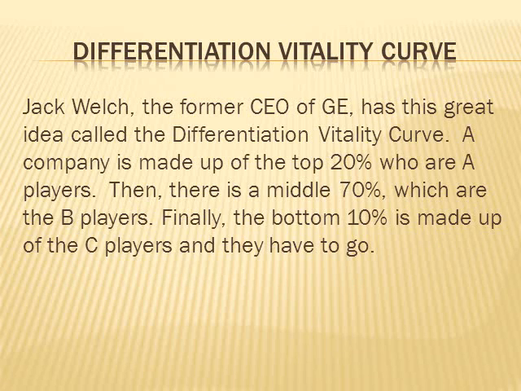The former CEO of GE has this great idea called the differentiation vitality curve. A company is made up of the top 20% who are A players. Then there is a middle 70% which are the B players. Finally, the bottom 10% is made up of the C players, and they have to go.